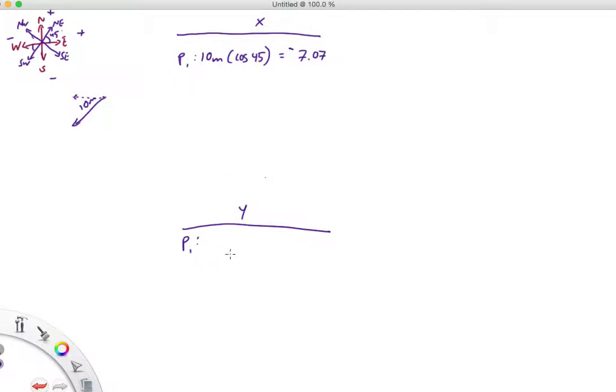Now we can look at the Y component of this vector, and it's obviously going down, so I'm going to make sure that it's going to be negative, whatever it is. It's going to be 10 meters, and to find the Y component, you're going this direction down here. So the Y component is going to be 10 meters times the sine of 45. This turns out to be the same thing, of course, 7.07. We can say meters because that's our units.